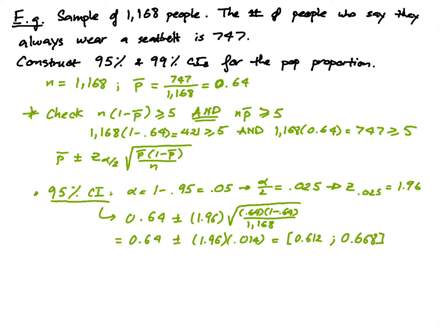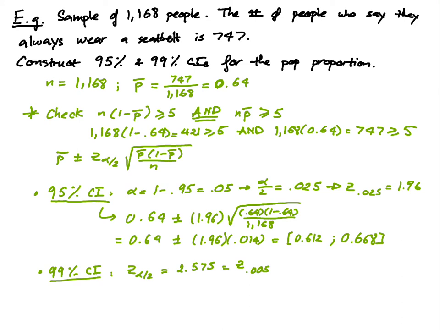Now for the 99% confidence interval, I'm not going to walk you through this stuff, right? I'm just going to tell you that z sub alpha over 2 is equal to 2.575. This is z sub 0.005.